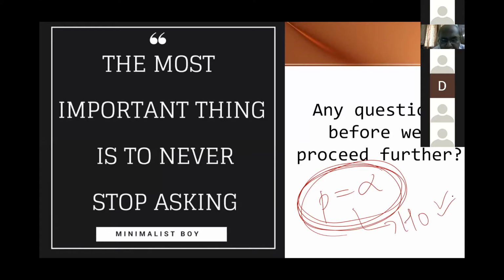There is a question: how can we minimize type 2 error, that is beta? Beta can be reduced by taking a larger sample size for a given alpha. Okay?